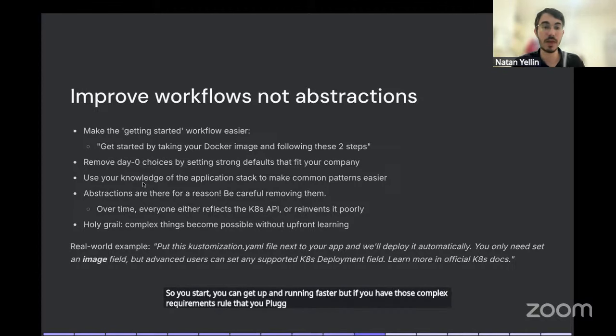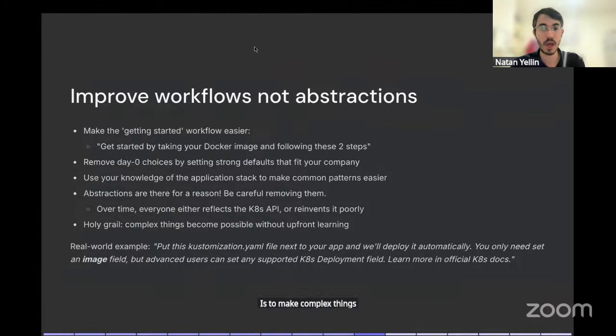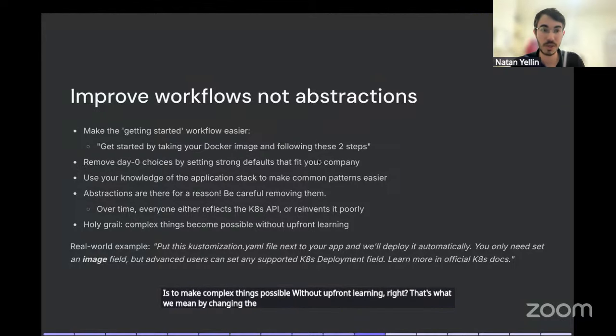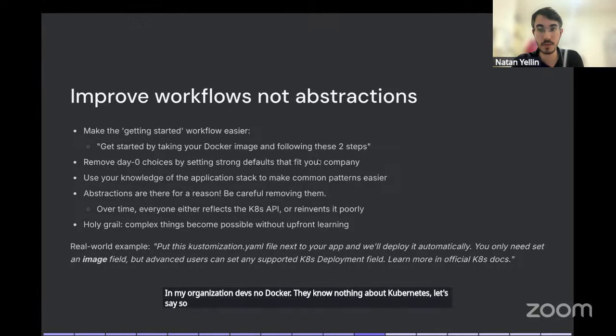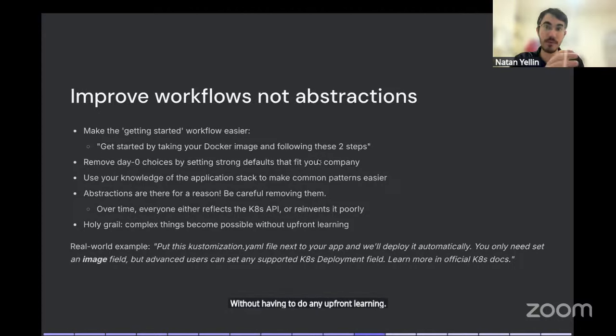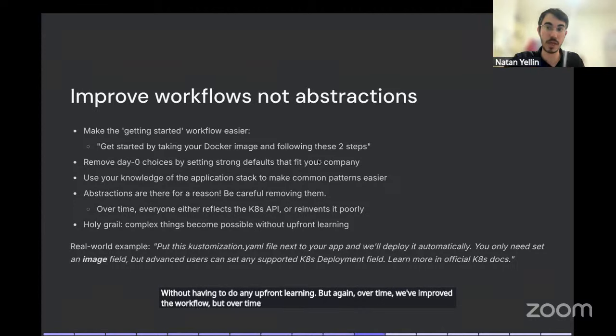And finally, the holy grail, what we're really trying to accomplish with all of this, and this is hard, is to make complex things possible without upfront learning. That's what we mean by changing the learning curve. The holy grail is that in my organization, devs know Docker, and they know nothing about Kubernetes, let's say. From day one, they can run on Kubernetes and deploy their applications to production without having to do any upfront learning. Over time, as they add in other use cases, they will eventually have to learn more of that, and we'll enable that.